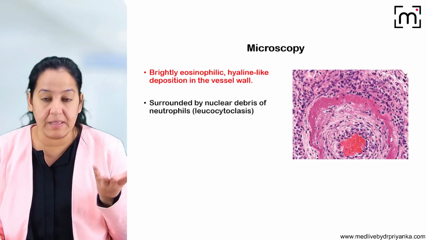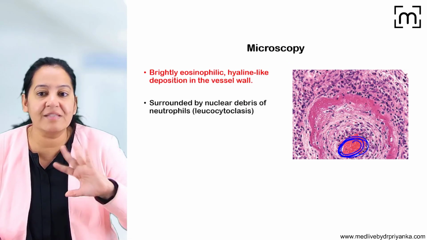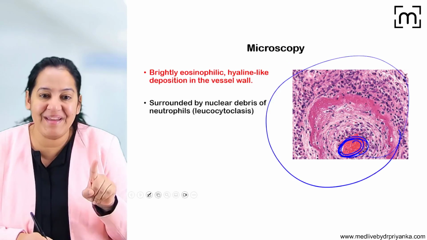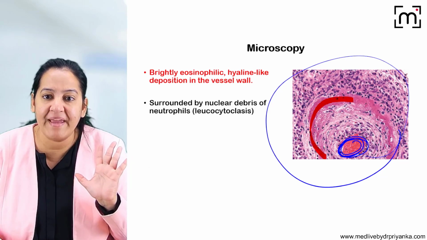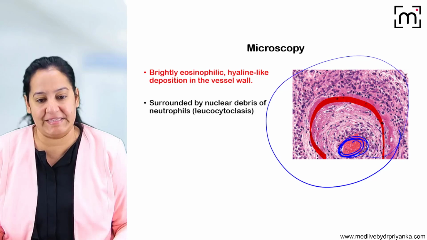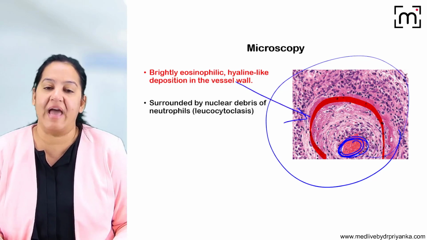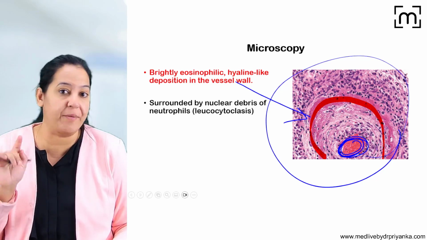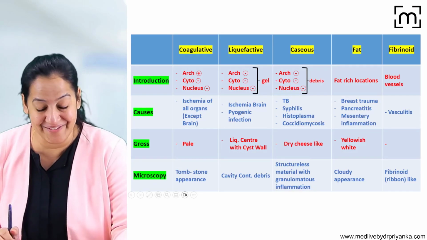There is no gross. In the microscopy, you can see this is intima, and this is all media. In the media, I can appreciate a pink eosinophilic mass, and this pink eosinophilic ribbon-like material is known as fibrinoid necrosis. We are done with the five types of necrosis.